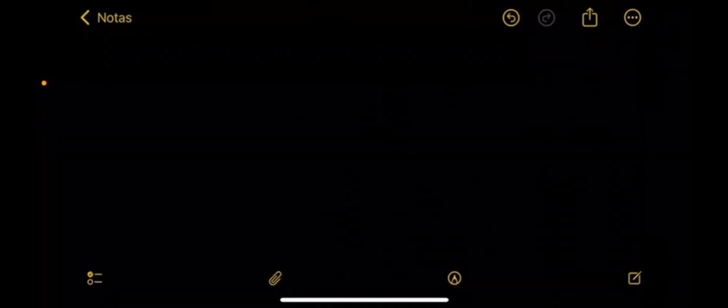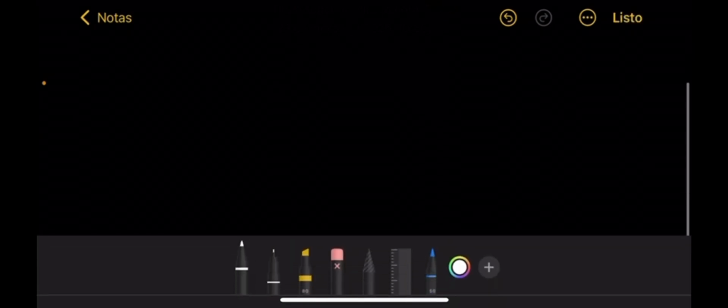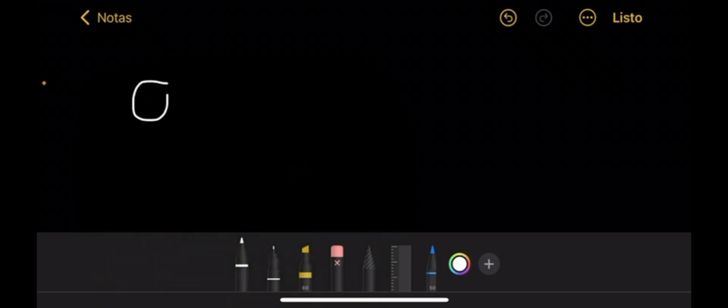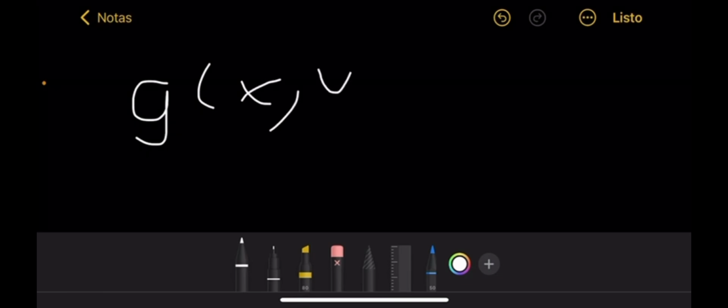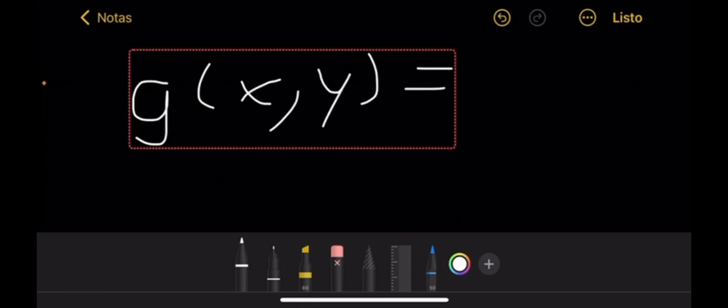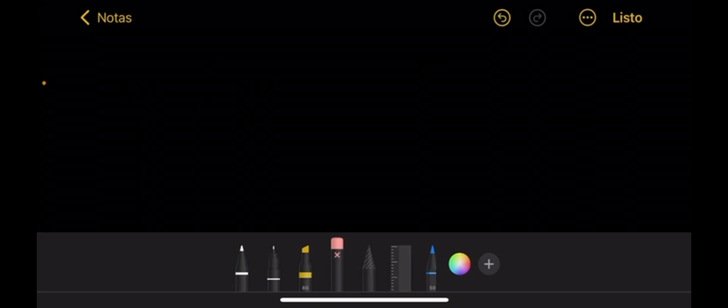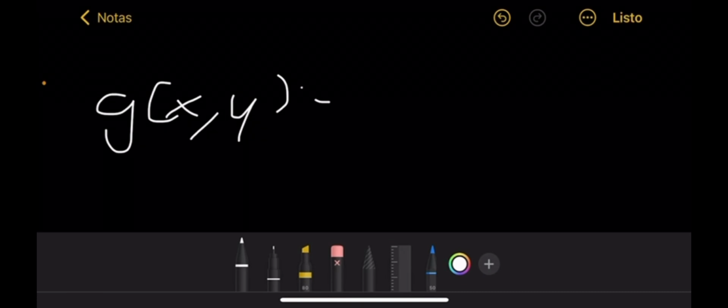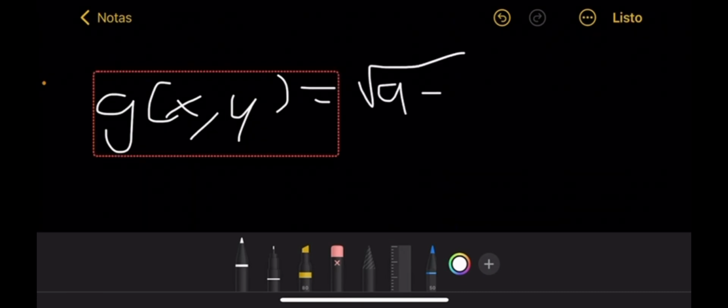Hi, I'm Emiliano, and I'm going to explain the topic of domain for multiple variable functions. Today I'm going to explain how to identify the domain of this function. g of x, y equals the square root of 9 minus x squared minus y squared.